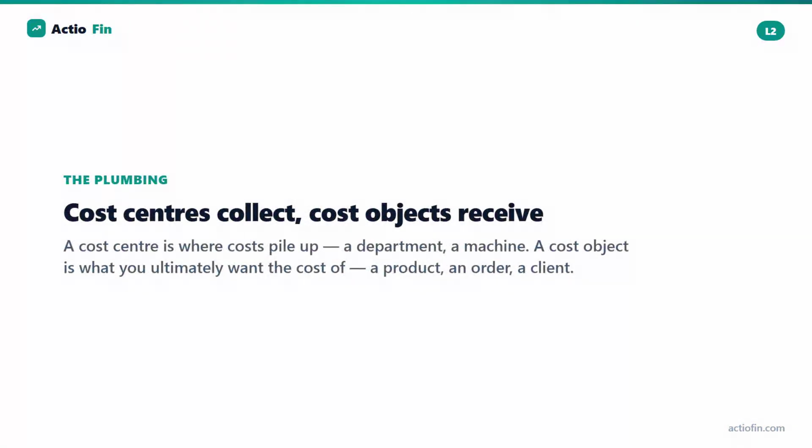To handle overheads we use 2 ideas. A cost center is a place where costs accumulate, a department, a workshop, a single machine. A cost object is the thing you finally want: the cost of a product, a customer order, a client. The whole exercise is moving money from cost centers onto cost objects in a way that is fair and useful. When that flow is sensible, your product costs are trustworthy. When it is arbitrary, every downstream decision inherits the error, quietly.